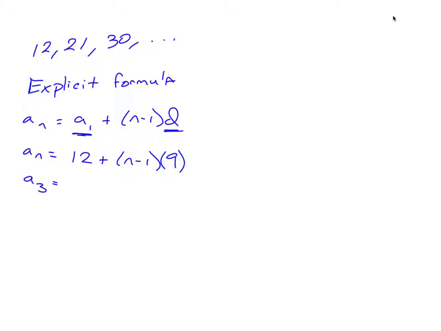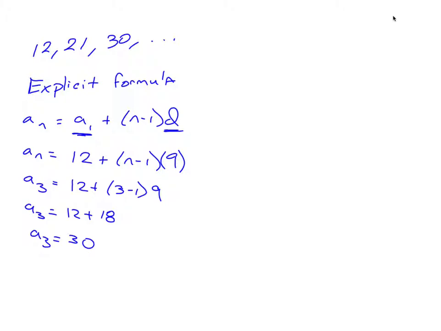So I plug 3 in for n. So 12 plus 3 minus 1 times 9. And when I finish with this, I should get 30. So a sub 3 equals 12 plus, this is 2 times 9, which is 18. So I get, as you see, 30. So that tells us that we did the explicit formula correctly.